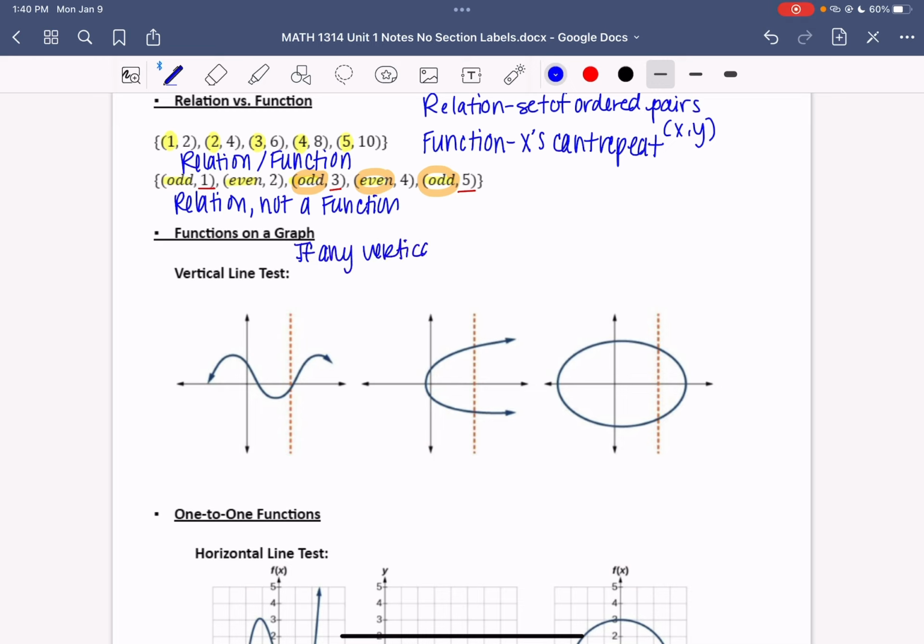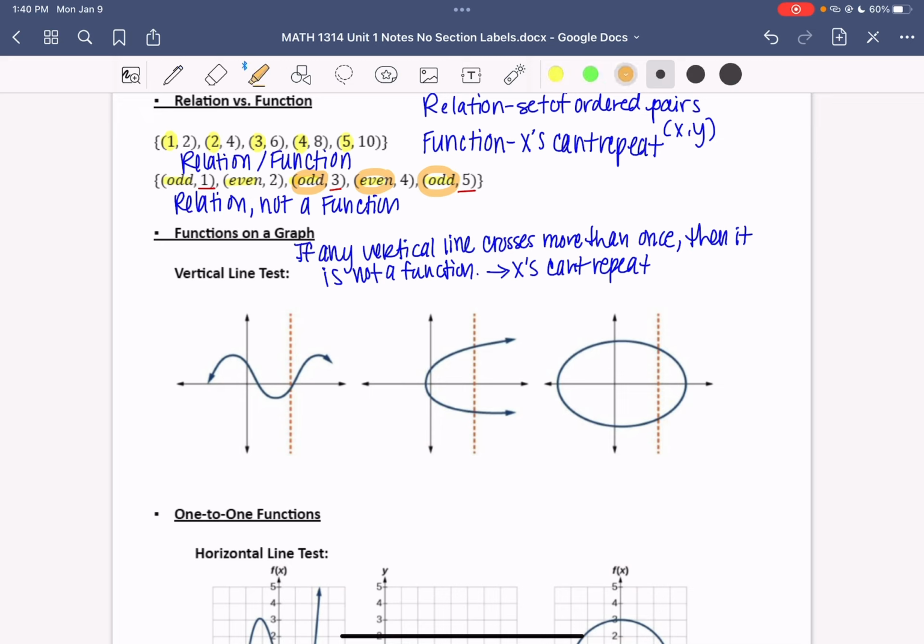vertical line that's drawn on the graph crosses more than once, then it is not a function. Because if it were to cross more than once, that's going to say, again, your x's can't repeat. So we're looking for the x not repeating, but the way we're going to look for that is by drawing vertical lines.